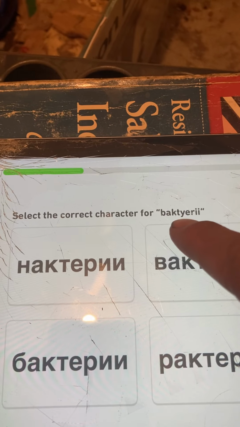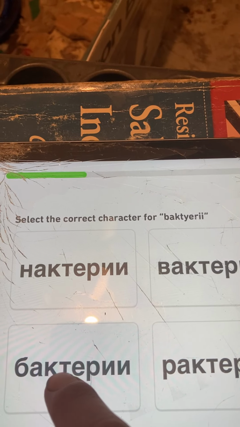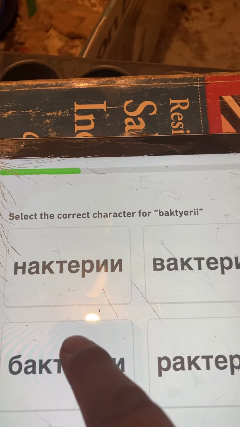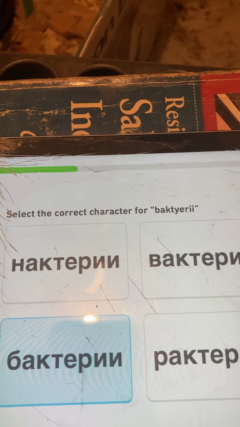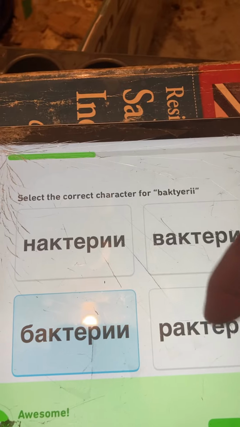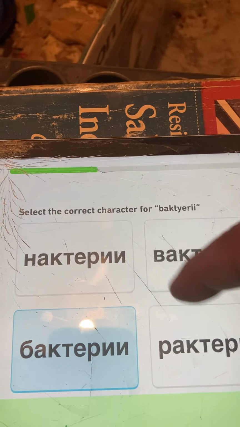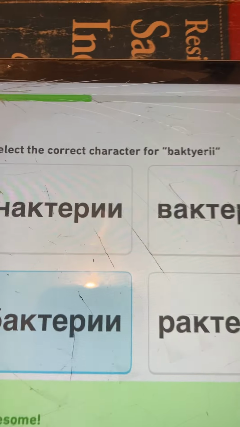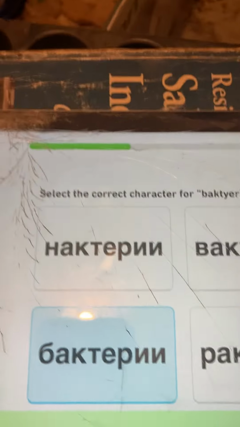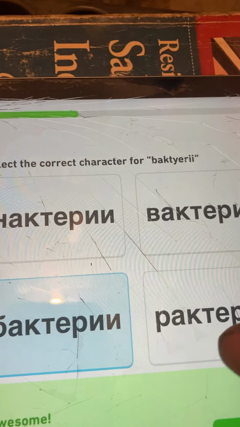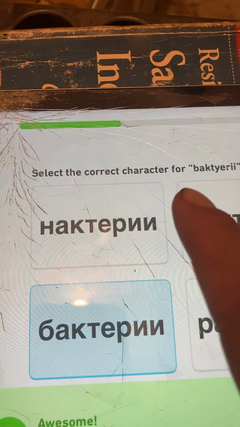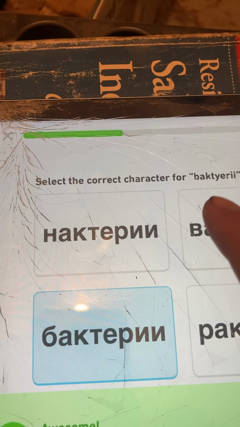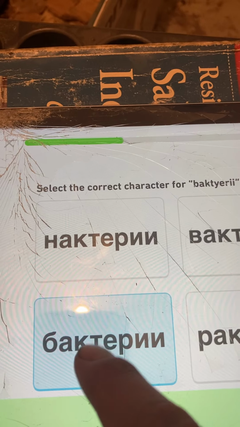Bak. So we're looking for a 6. It's got to be this one, right? Awesome. That one was actually pretty easy because they really didn't have anything to make you work for it. The 6 is a B. The A is an A. The K is a K. Those ones are the same.